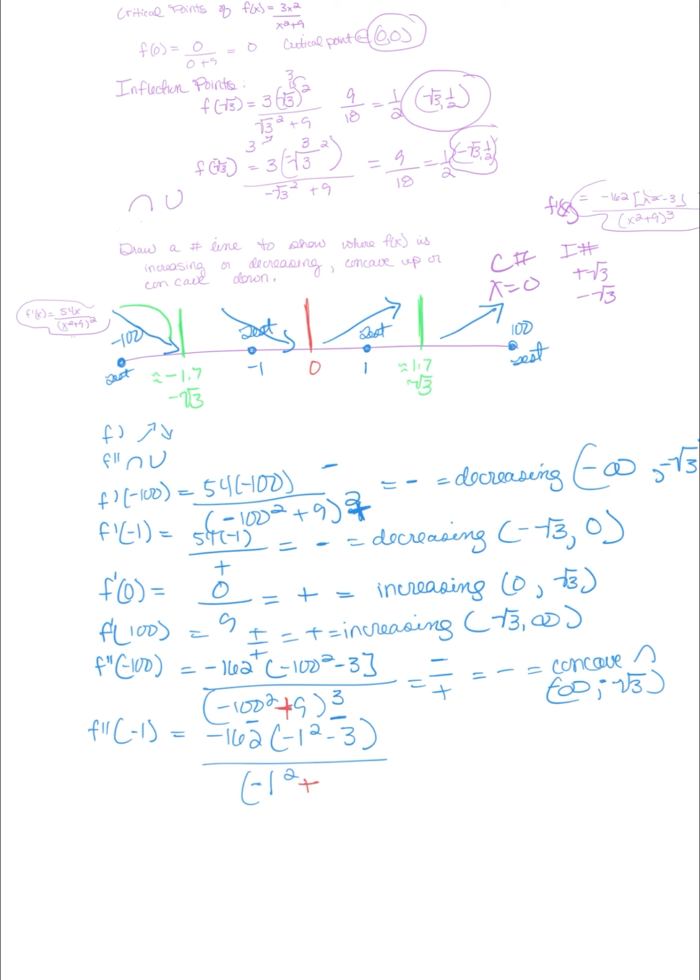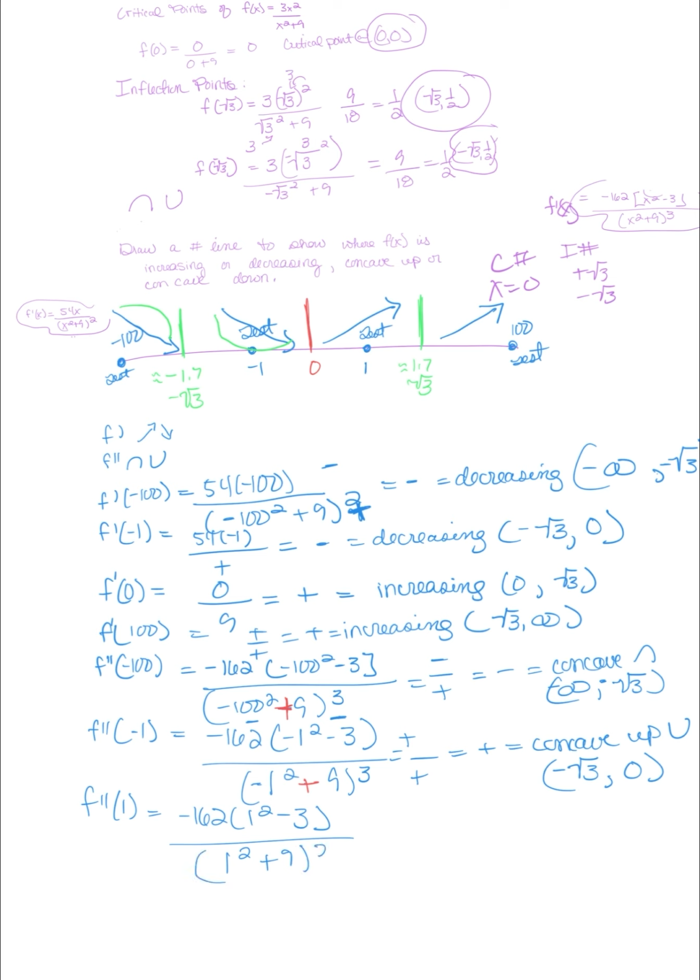Okay, so we have 1 squared plus 9, cubed. So we have a negative times a negative, which is a positive, divided by a positive equals positive, which equals concave up from negative square root of 3 to 0. Okay. And then we have f'' of positive 1, which is going to be -162 times 1 squared minus 3 over 1 squared plus 9, cubed. So then we have a negative times a negative, which equals a positive, over a positive again. So that's going to be concave up from 0 to positive square root of 3.